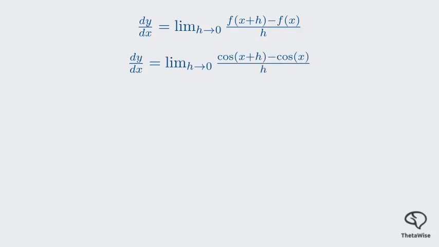Now we can substitute these expressions into our first principles formula. So, the derivative of y with respect to x is the limit as h approaches 0 of the cosine of x plus h minus the cosine of x, all divided by h. We've now set up the core expression for the proof. The next challenge is to simplify the term inside the limit so we can evaluate it as h approaches 0.